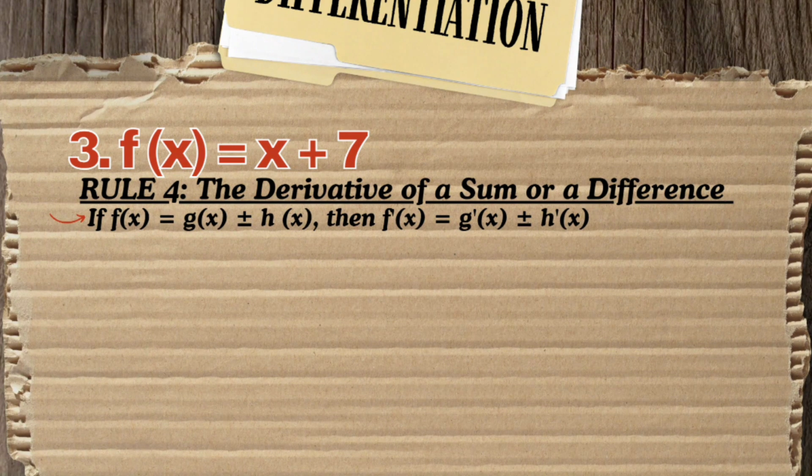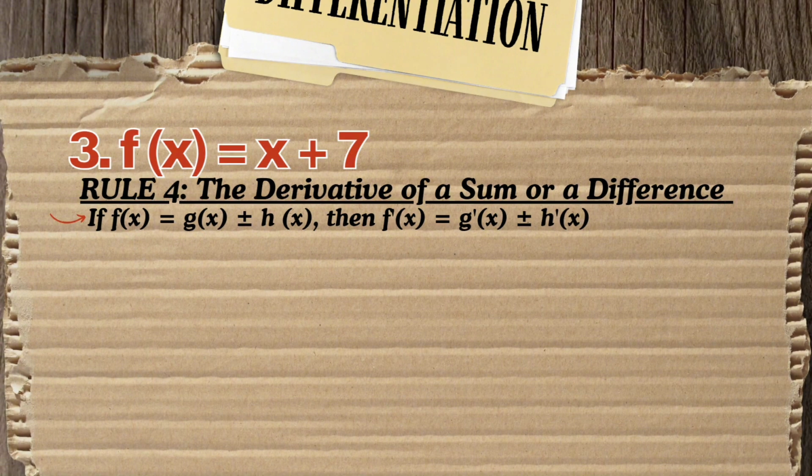For number 3, we have here a given of f of x is equal to x plus 7. In this function, we can use rule number 4, which is the derivative of a sum or a difference. That if f of x is equal to g of x plus or minus h of x, then f prime of x is equal to g prime of x plus or minus h prime of x.